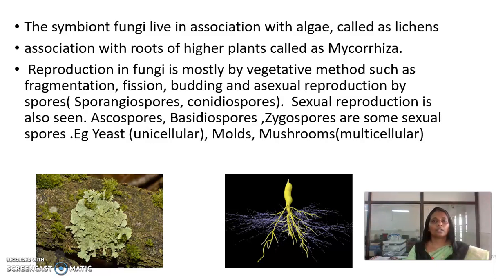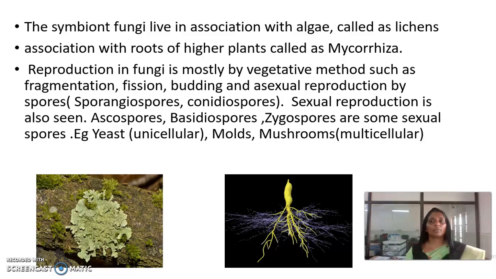Then reproduction in fungus is mainly by vegetative methods, that is, the asexual mode of reproduction, which mainly includes formation of spores. Asexual reproduction can be seen as budding, fission, fragmentation, etc. The main asexual spores are sporangiospores, conidiospores, arthrospores and blastospores.